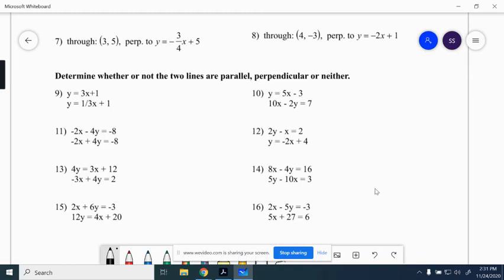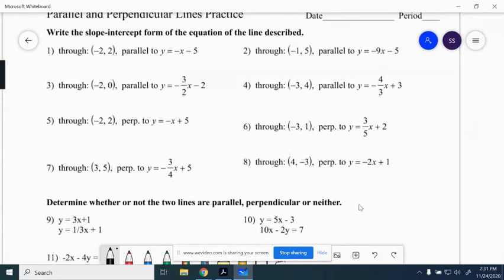Just put these into slope-intercept form and see what their slopes are. And again, the key here is just to identify, are they parallel lines, which means they have the same slope as the lines given to us, or are they perpendicular, which means they have negative reciprocals.